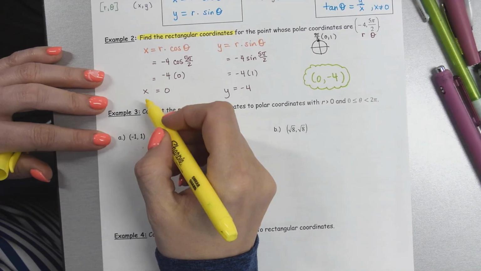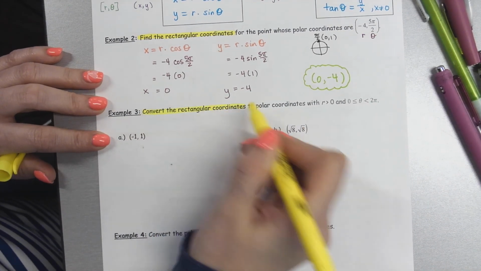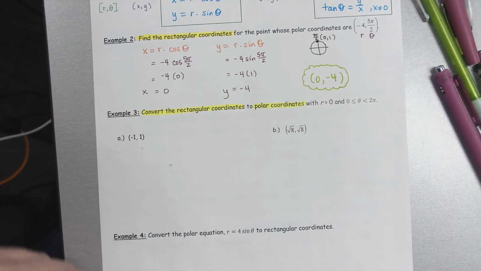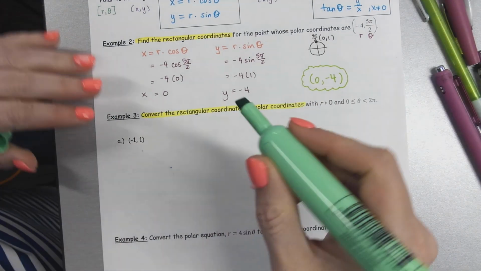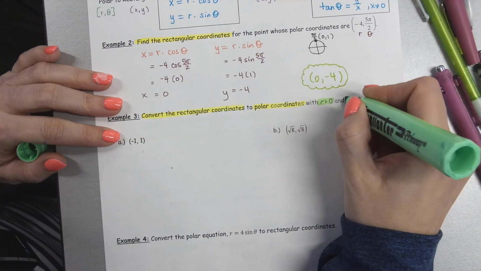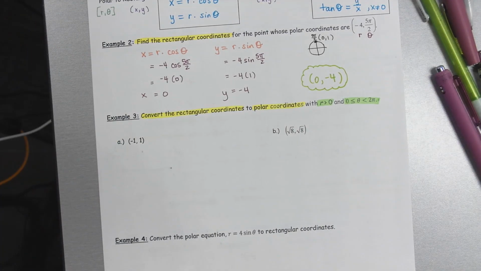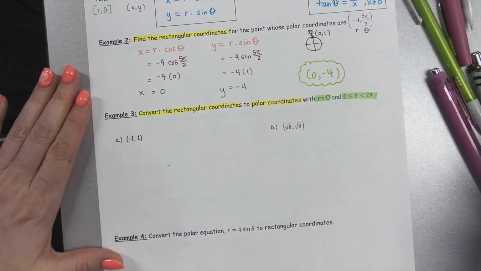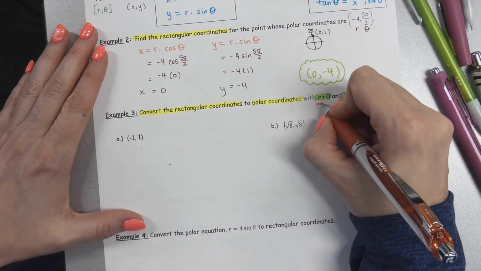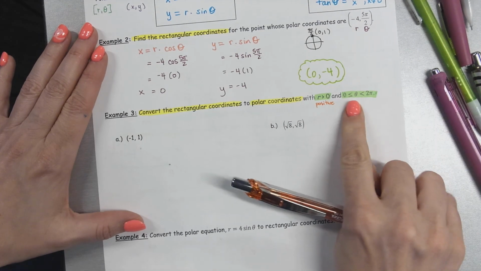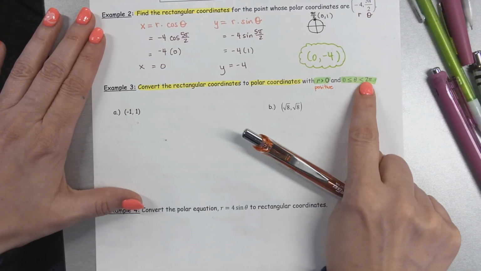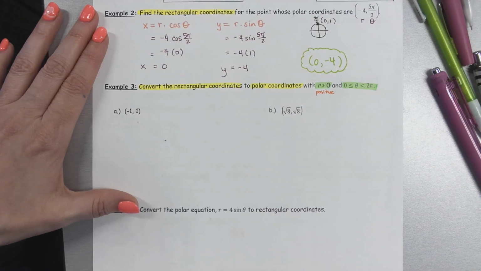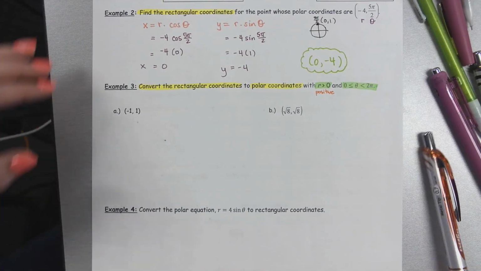All right, and then in example 3, we're going to convert the rectangular to polar, and they give you a few stipulations here. So they're telling you that your r value has to be greater than 0, and your theta has to be 0 to 2 pi. Okay, so this means our r value is going to be positive. And notice here you have a less than or equal to and then not an equal to. So if something was at 2 pi, that's equivalent to 0. That's what you would use.